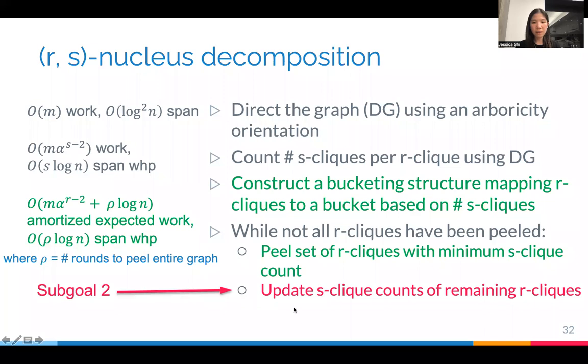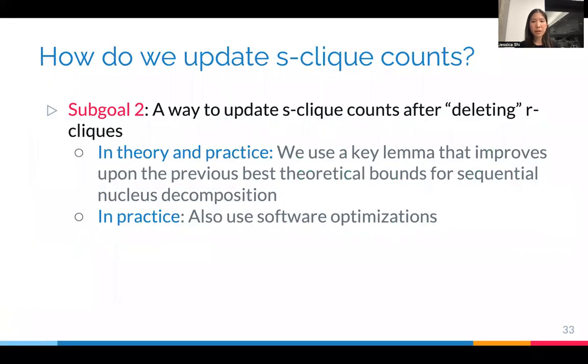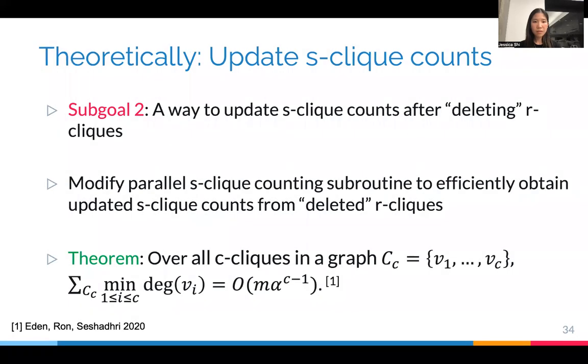So now I'll talk about the second subgoal, where we update the s-clique counts of the remaining r-cliques. So we need a way to update the s-clique counts after peeling these r-cliques. In theory and practice, we use a key lemma that improves upon the previous best theoretical bounds for sequential nucleus decomposition. And in practice, we also use some software optimizations.